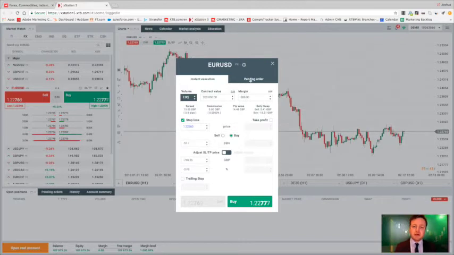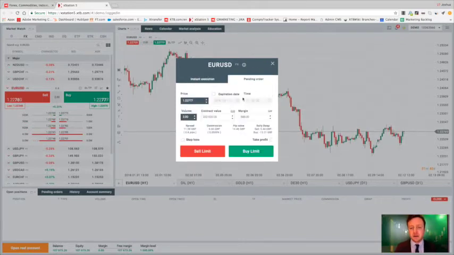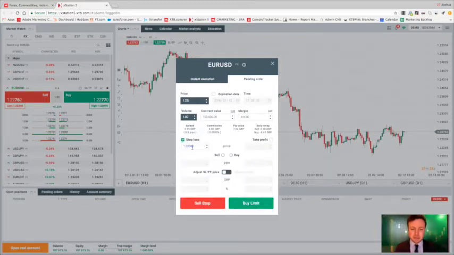If you want to place a pending order, so this is an order to enter the market at a specific price in the future, you can go on here. You can either have a buy limit or a sell limit. So for instance, if you want to buy, if the price pulls back to 122, you could then have a buy limit there, and then also you can place an associated stop loss.